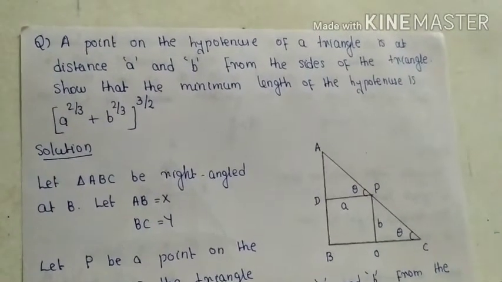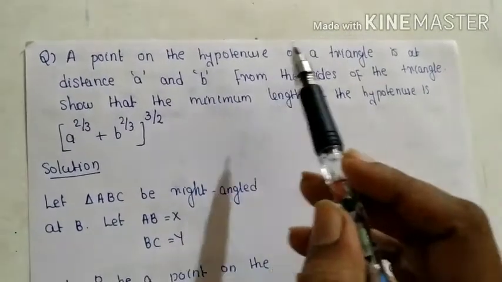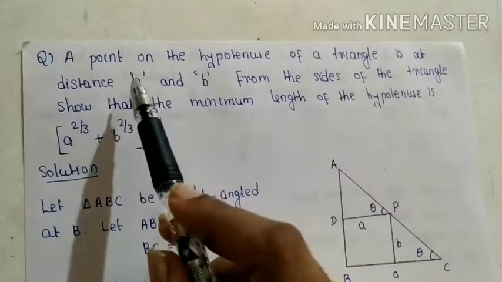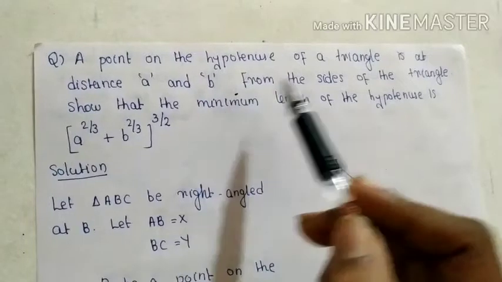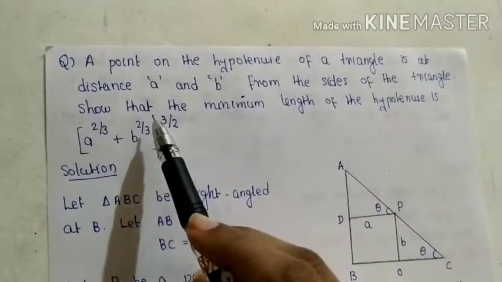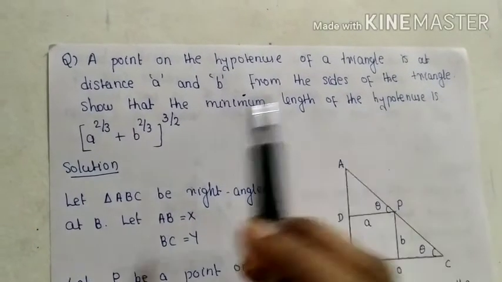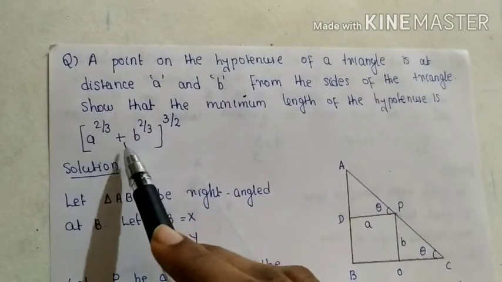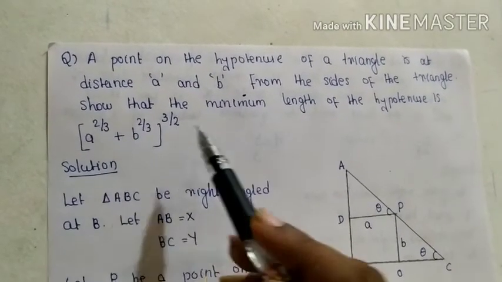This is our next question. A point on the hypotenuse of a triangle is at a distance A and B from the sides of the triangle. Show that the minimum length of the hypotenuse is (A^(2/3) + B^(2/3))^(3/2).